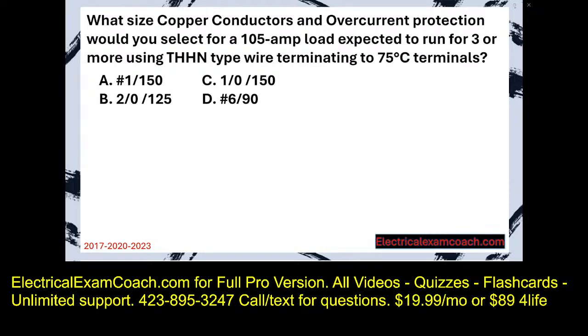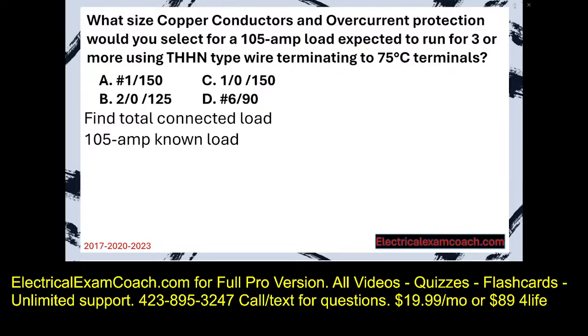What size copper conductors and overcurrent protection would you select for a 105 amp load expected to run for 3 or more hours using THHN type wire terminating to 75 degree C terminals? Step 1, find the total connected load. 105 amps is our starting known load, but we must check for demand factors.